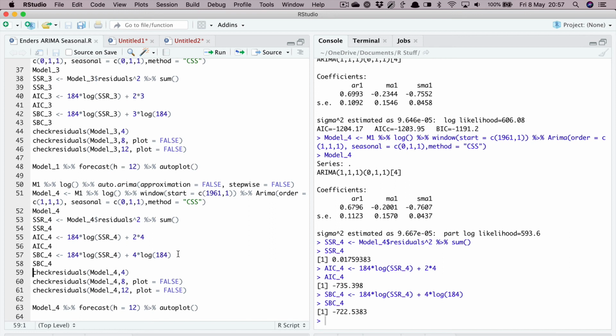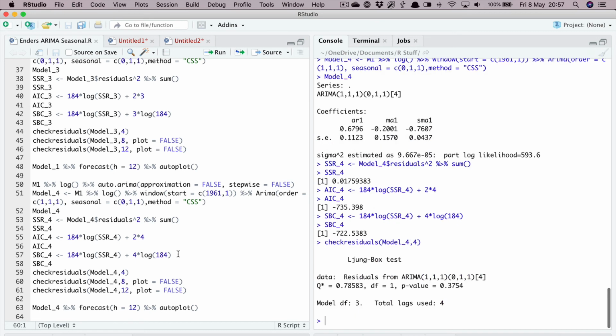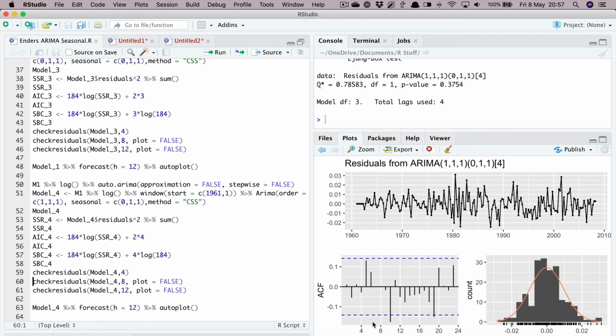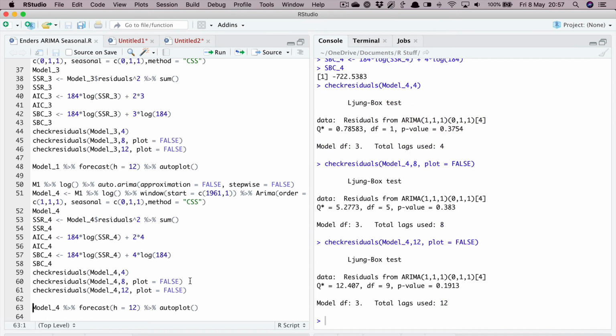Assuming of course that the residuals are okay, let's check them. So they are fine, yeah. In fact, they look fine. There's only that one there, again very similar to Model 1. The p-value is fine on 4 lags. What about 8 lags? That's fine. 12 lags, that's fine. So the residuals are fine. So it looks in fact here as if the auto.arima function has discovered a slightly better model than using the manual approach of Enders.